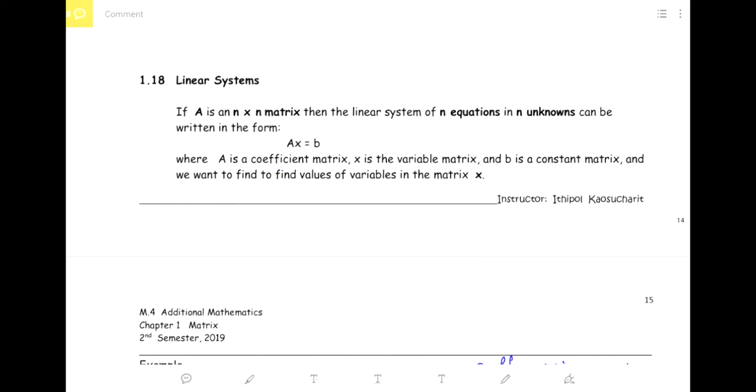Right again. So linear system: if A is an n by n matrix, then the linear system of n equations in n unknowns can be written in the form of something like this. So n equations and n unknowns. Okay, I'm gonna talk about this one later. But here is something, I have a mistake. I'm sorry. It should be A times big X is equal to big B.